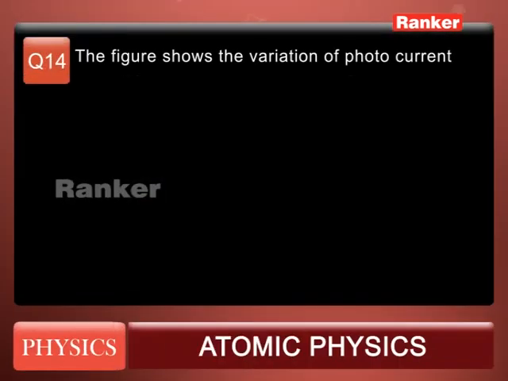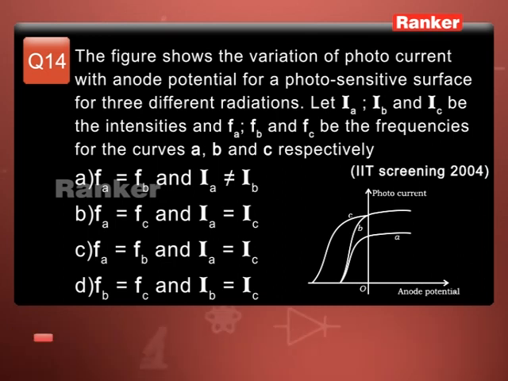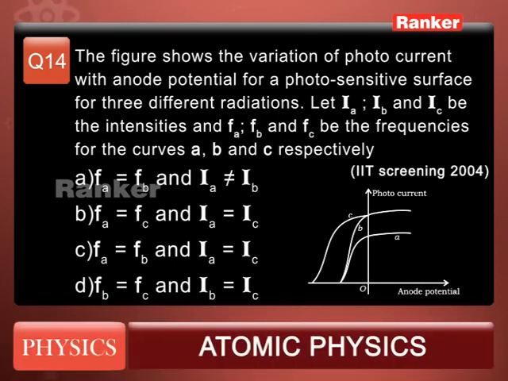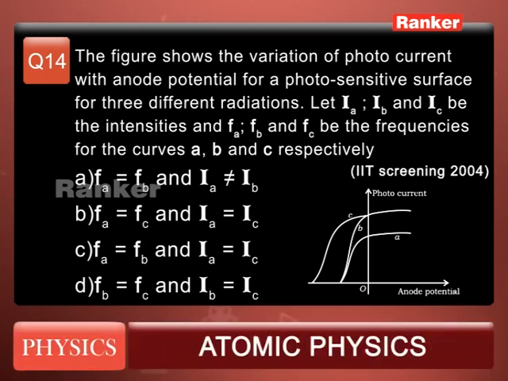What is the question? Let me read it out. The figure shows the variation of photocurrent with anode potential for a photosensitive surface for 3 different radiations. Let IA, IB and IC be the intensities, and FA, FB and FC be the frequencies for the curves A, B and C respectively.